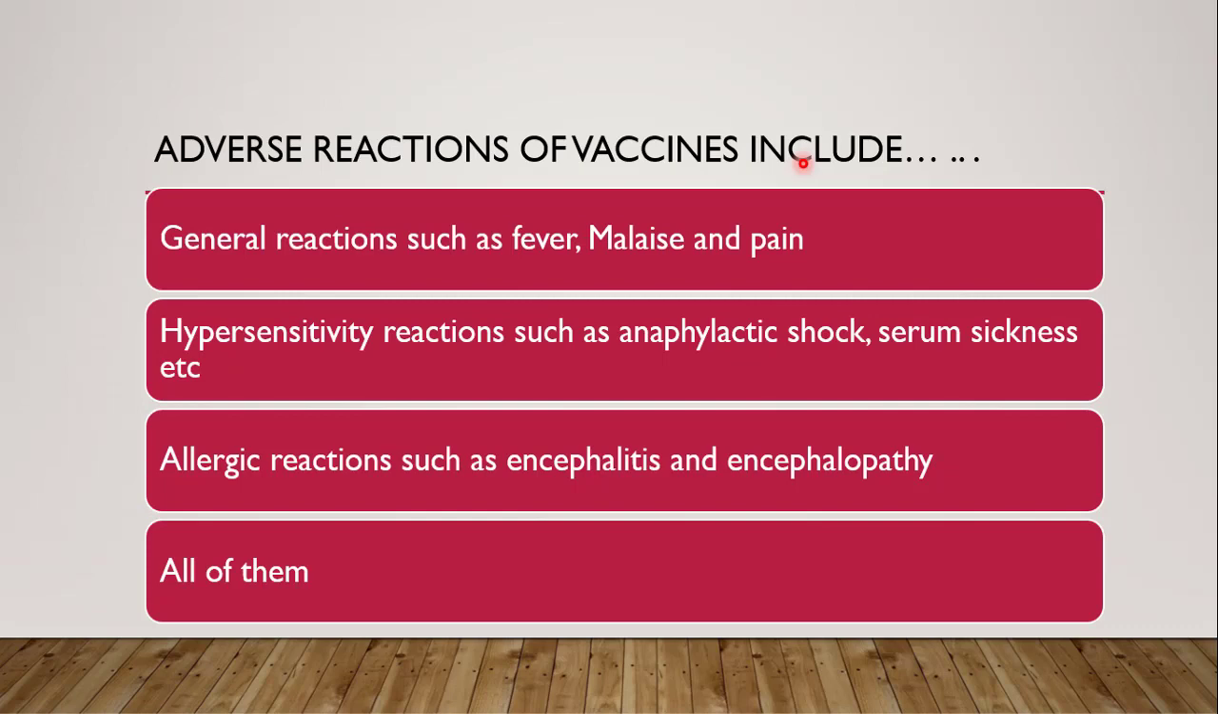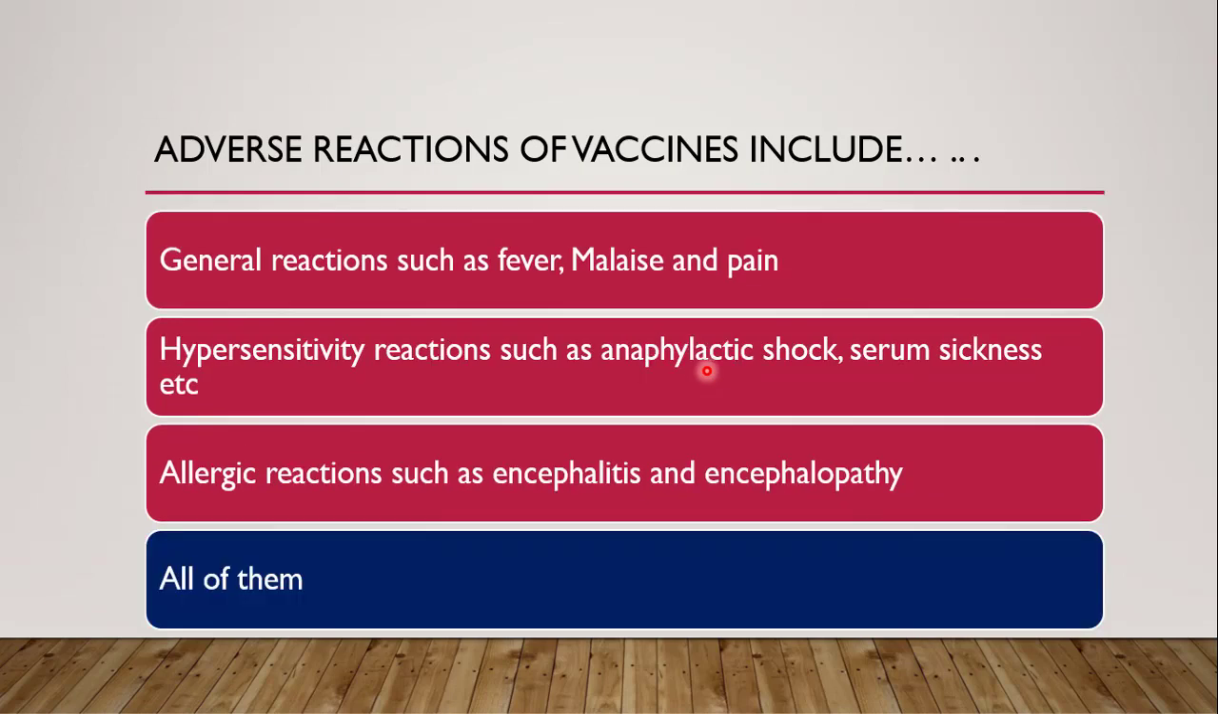Adverse reactions: whether it is general reactions such as fever, malaise and pain, whether it is hypersensitivity reaction such as anaphylactic shock, serum sickness, etc., whether it is allergic reactions such as encephalitis and encephalopathy, or all of them. So the correct answer is all of them, because when vaccines are administered, they produce the immune response, and there can be some side effects which are sometimes mild and sometimes very severe also. So, they are grouped into various categories.